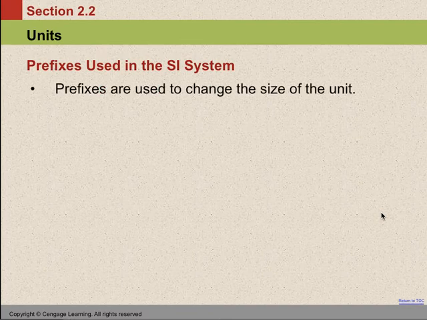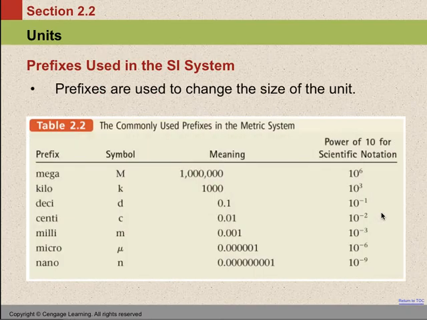Prefixes used in the SI system. Prefixes are used to change the size of a unit. Which ones do you need to know? Well, it is assumed that you know kilo, that kilo means 1,000. So that means 1 kilogram is equal to 1,000 grams. It is expected that you know that. Centi, represented by a c, actually means 0.01. What this means is there are 100 centimeters in 1 meter.